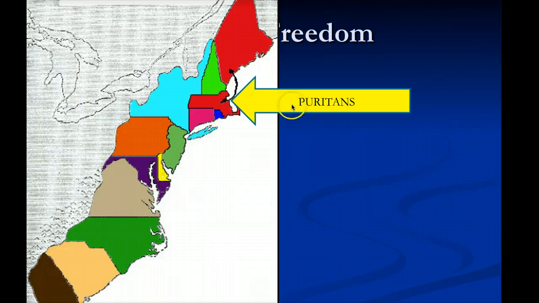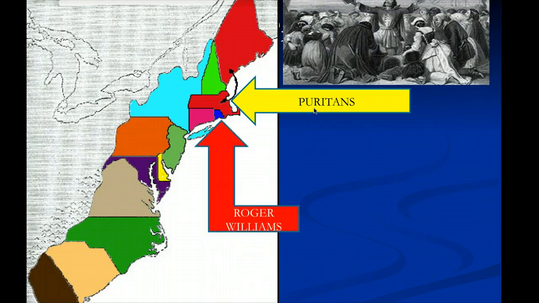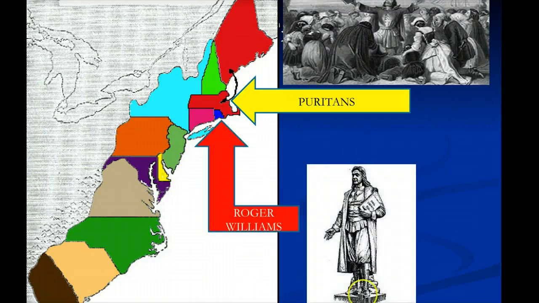Ironically, though, this same group of people who left England to start religious freedom in the New World also denied it to other people. You were not allowed to reside in their colony if you were not a Puritan. One man, Roger Williams, was Catholic, and he was not permitted to reside in Massachusetts.